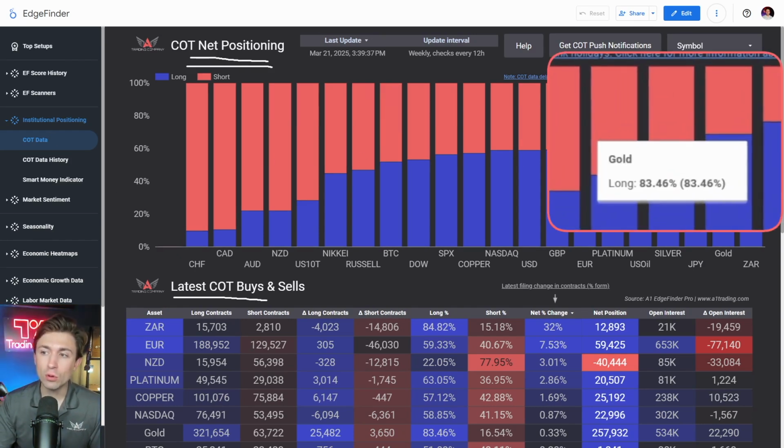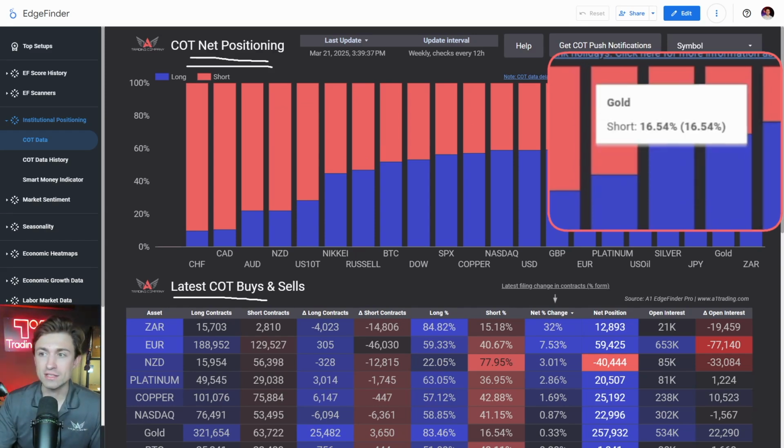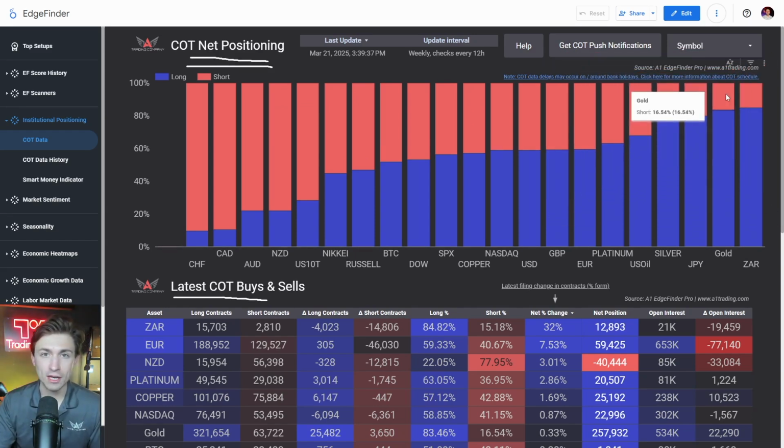So if we go to gold right now, you can see that the long to short ratio here is 83.5% relative to the 16.5% on the short side. Now, what does that mean? Well, this is tracking the futures contracts traded on gold. And so you can see there is a massive majority of long exposure rather than short exposure. So clearly on a long-term basis, institutional money is very bullish on gold.